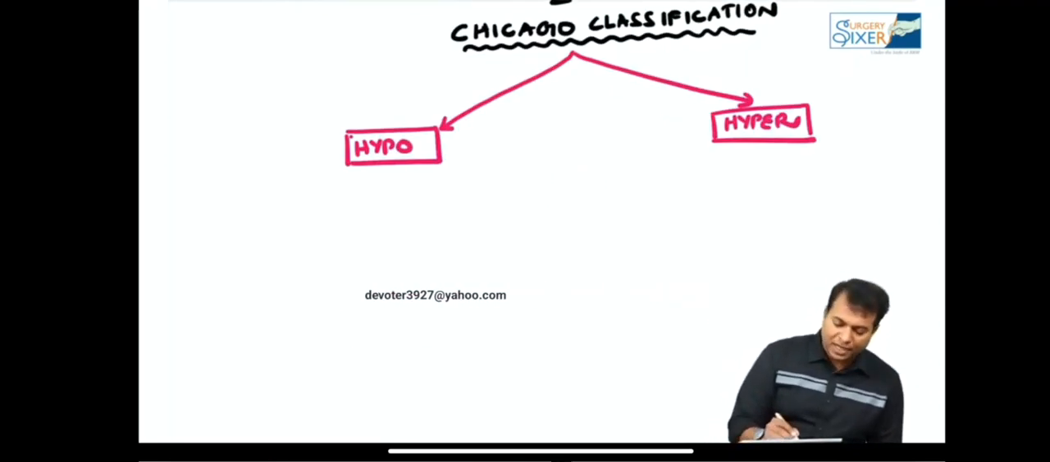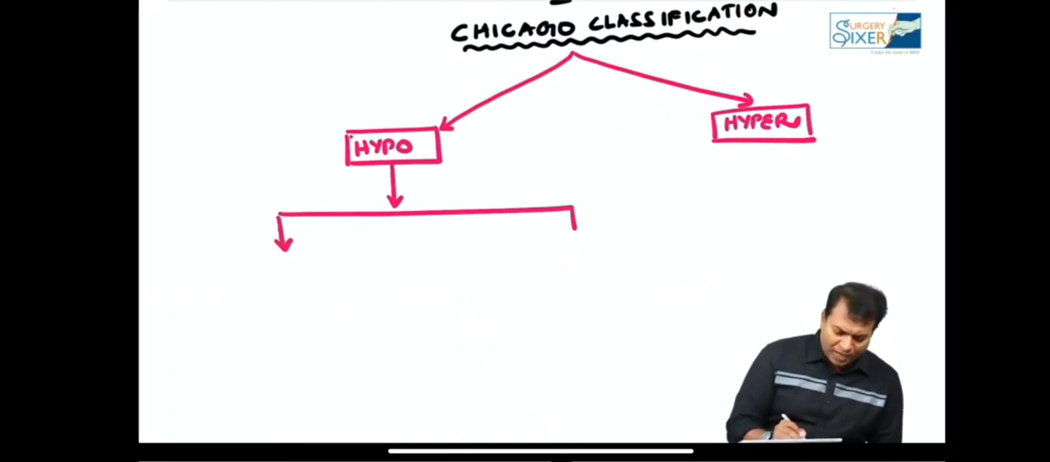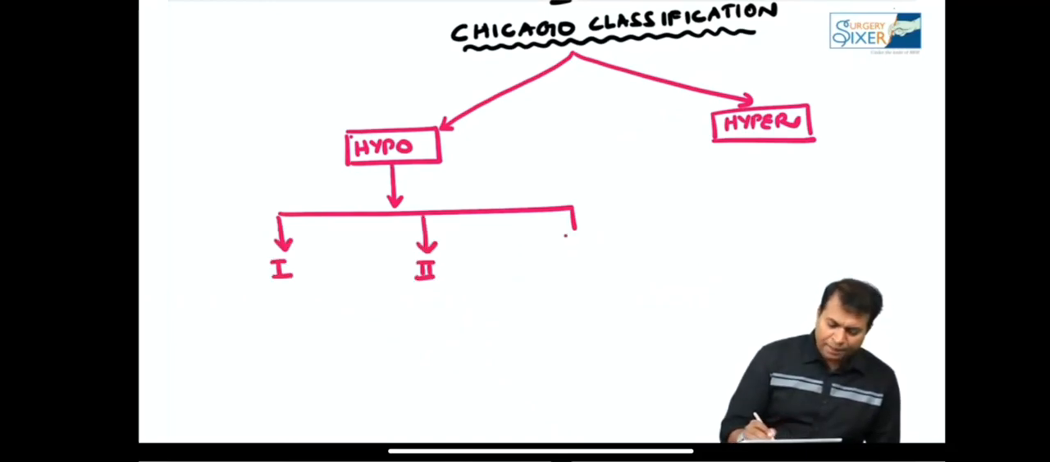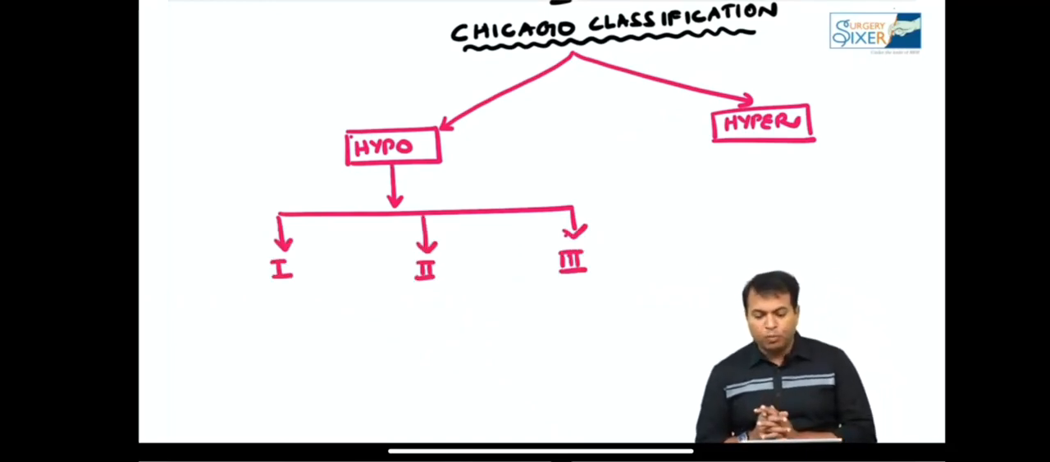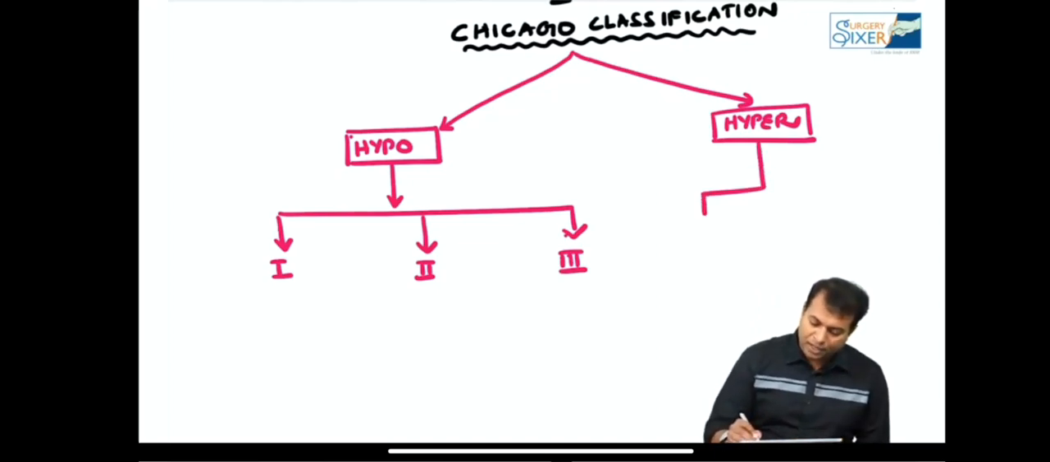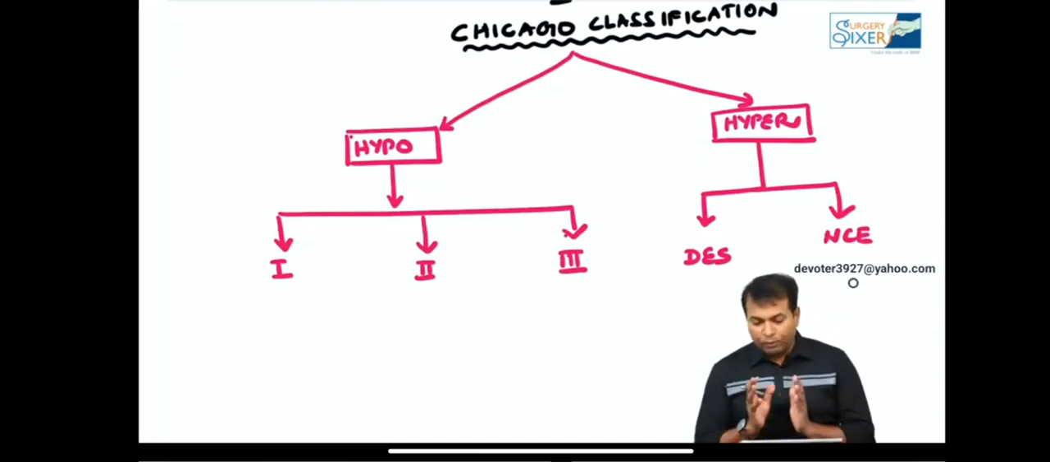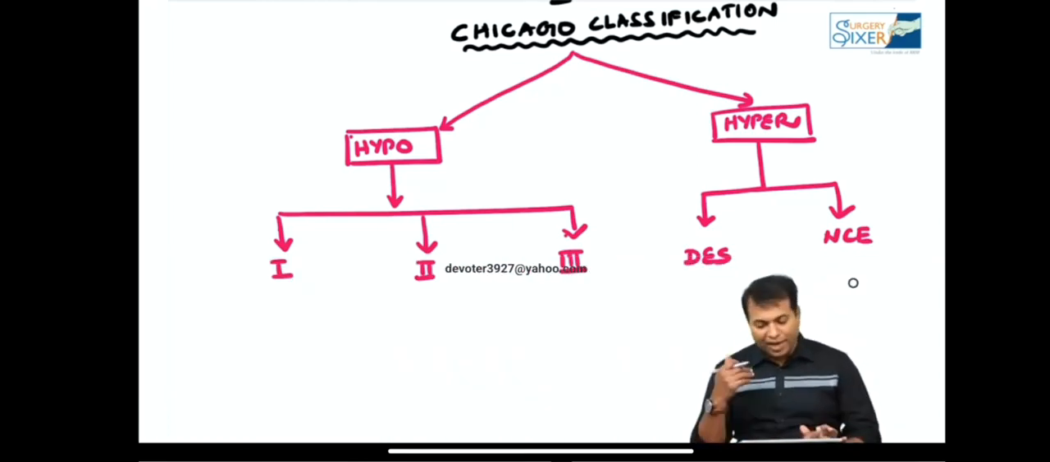In hypomotility disorders, I am going to discuss only 3 things: type 1 achalasia cardia, type 2 achalasia cardia, and type 3 achalasia cardia. And in hypermotility disorders, there are 2 things which I am going to discuss: DES and nutcracker esophagus. So please focus. I am going to discuss what I already discussed so far.